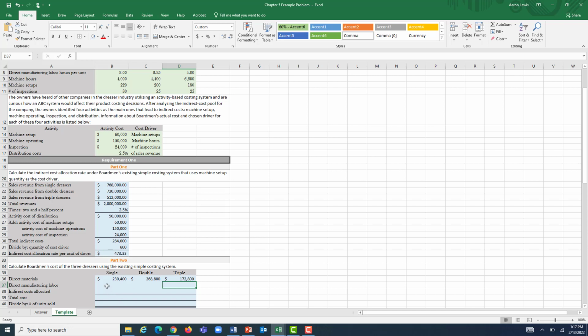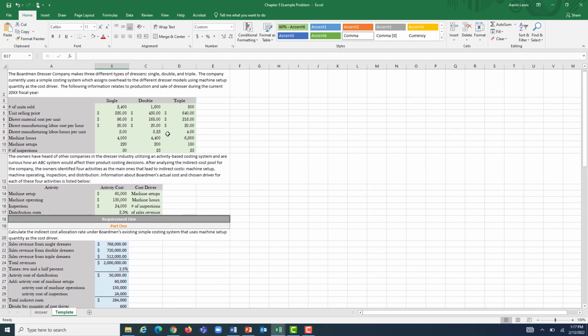Let's do a series of calculations here to figure out what our expected labor costs are for each model. What do we have to work with? We have how many units of each we're going to make. We have our labor cost per hour for each one of those units, but not every unit takes an hour to make. You can't just multiply number of units sold by labor cost per hour. That would be assuming that it only takes 1 hour apiece to make a single, double, or triple.